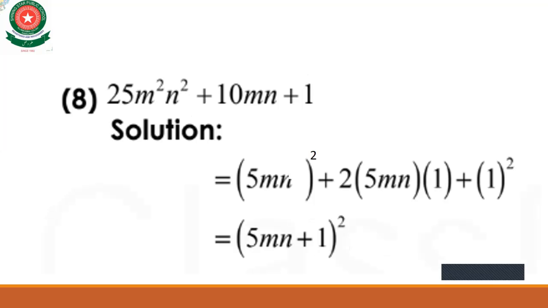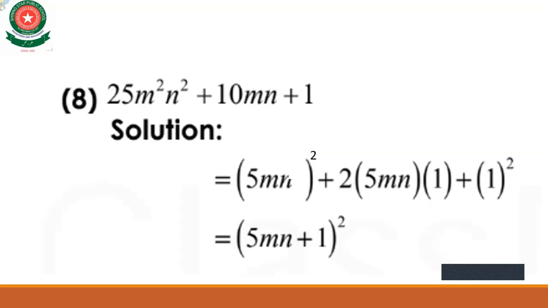Our next question is 25 m square n square plus 10 mn plus 1. You can see here our first term and last term is a complete square. You can resolve it by the formula. You can write 25 m square n square as 5 mn whole square, as 25 is the square of 5.